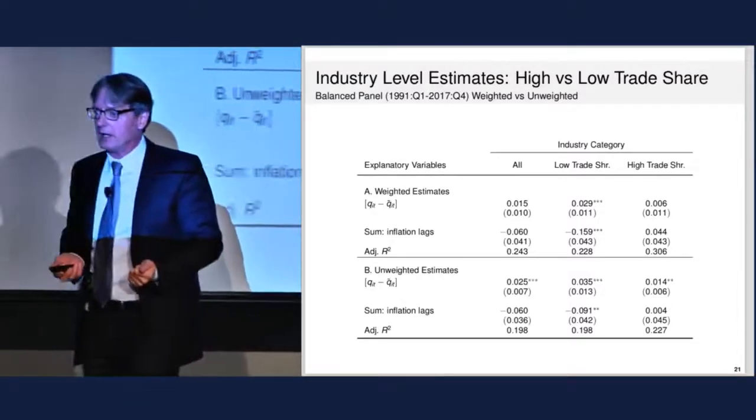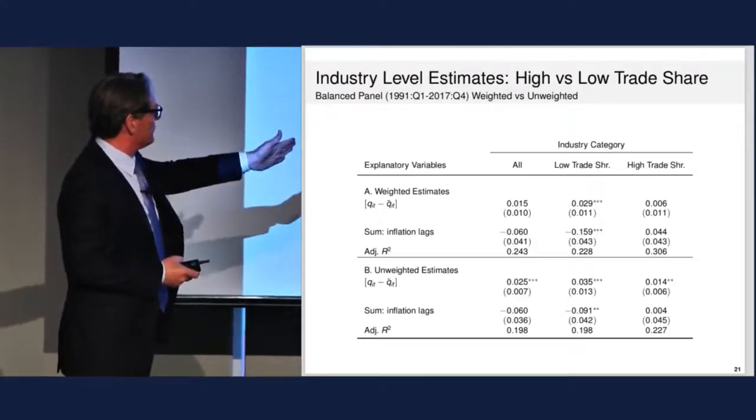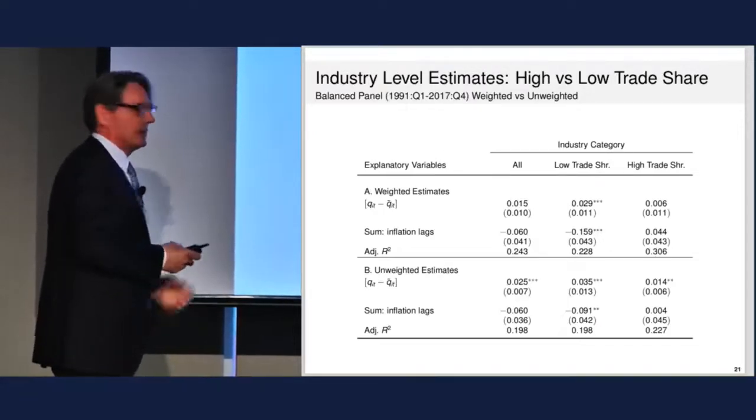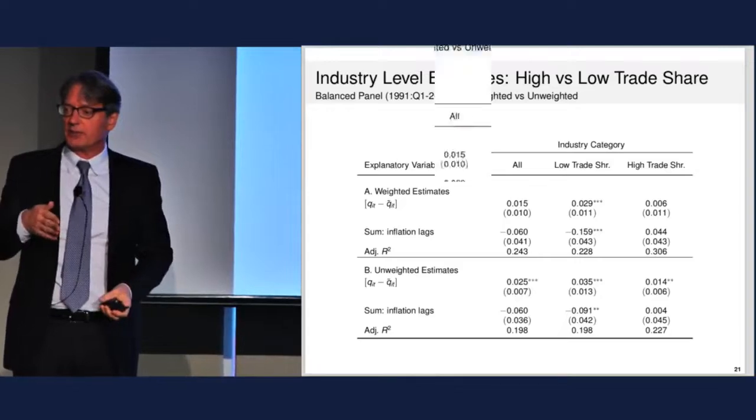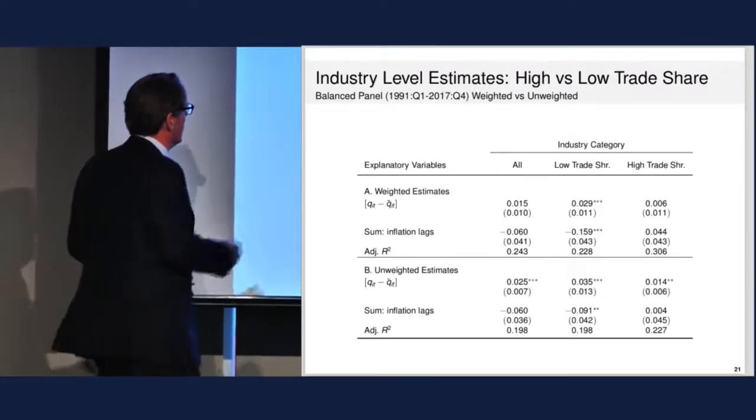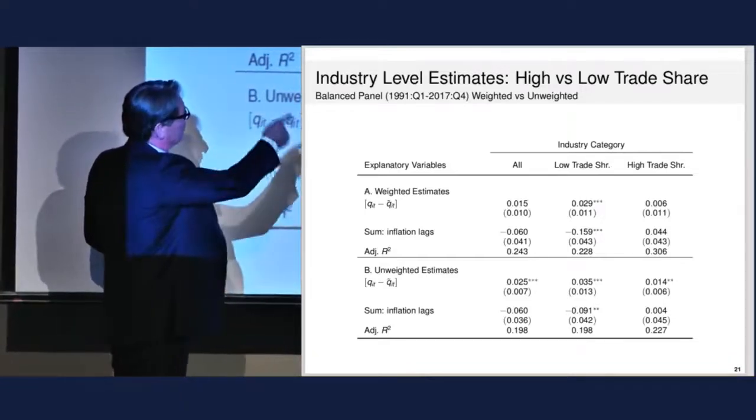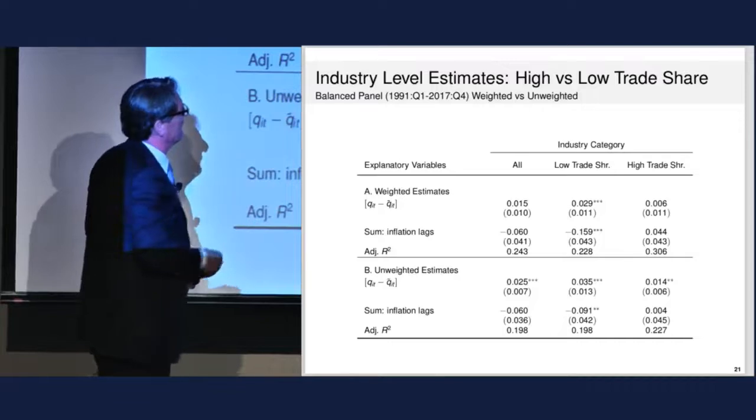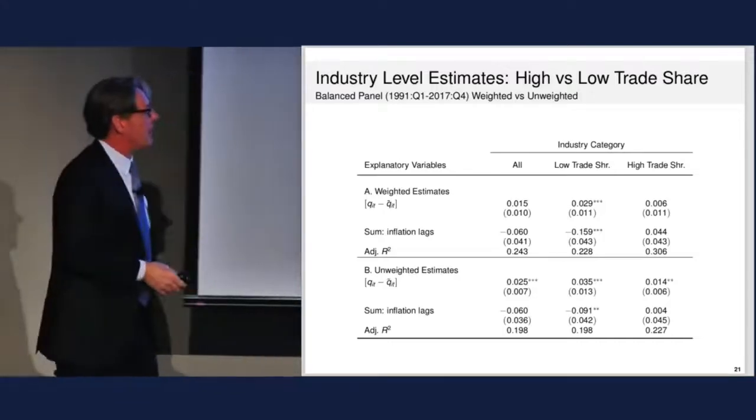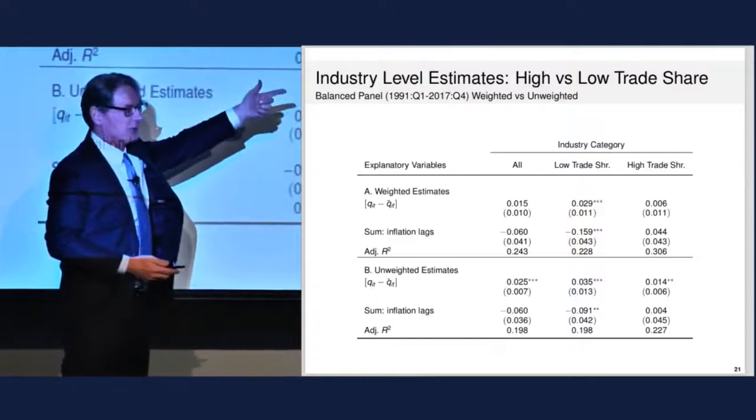But then here's the story, which is that when you split by low trade share and high trade share in this data, what you really see is that the low trade share industries, and this isn't a very big trade share, by the way, something like 0.05 is the median here, industries that aren't really traded at all show a strong responsiveness of industry prices to industry output. But when you look at the high trade share industries, it's much, much weaker.